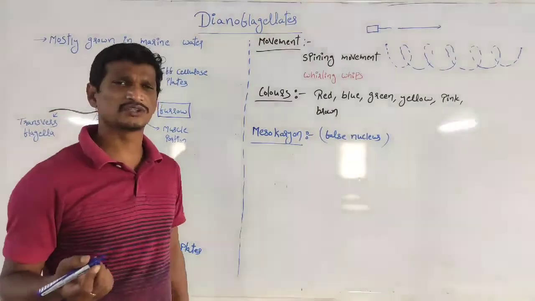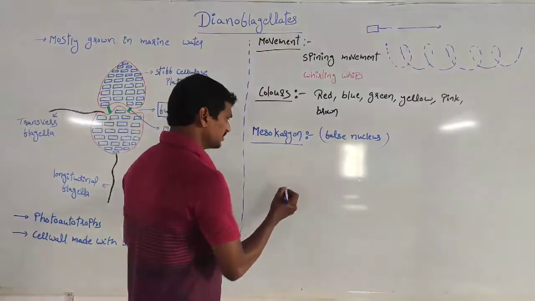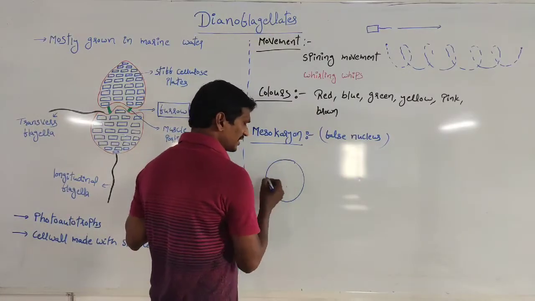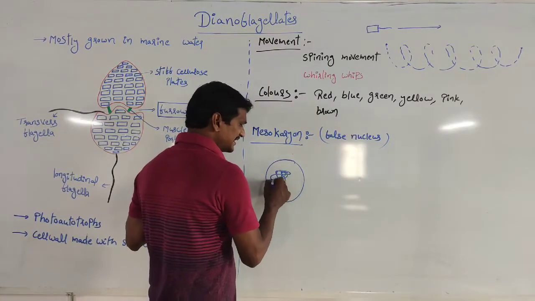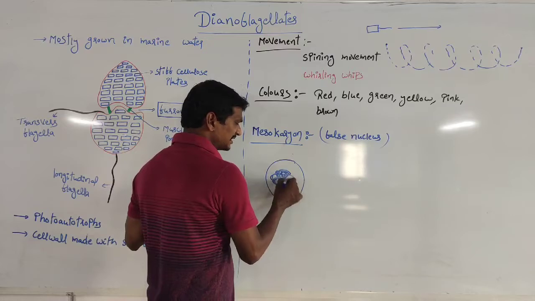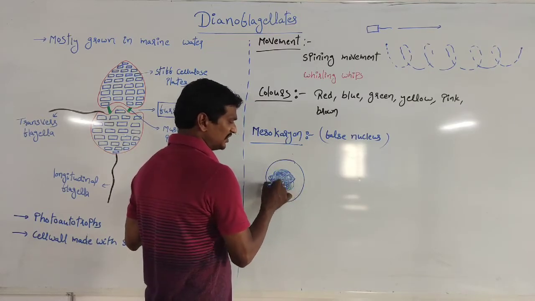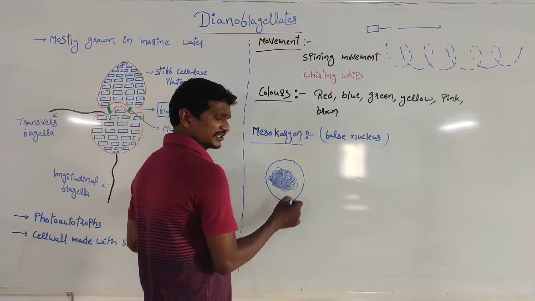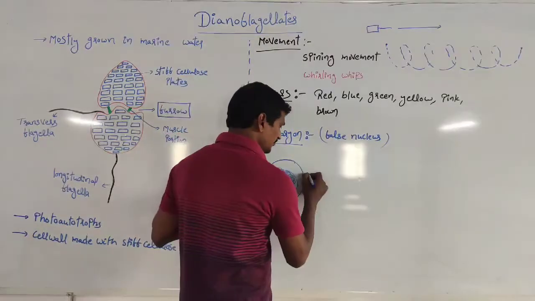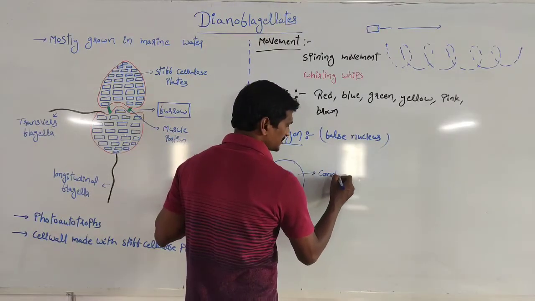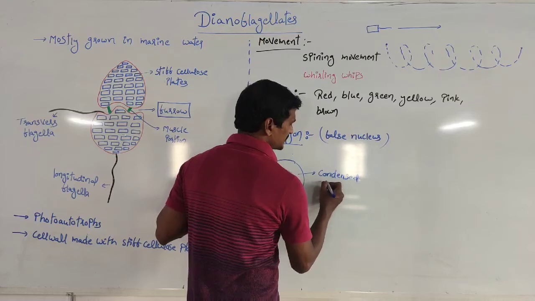So why is this a false nucleus? Remember, this is the nucleus of the dinoflagellates. The DNA always exists in a condensed state. Always, the DNA is present in a condensed state.